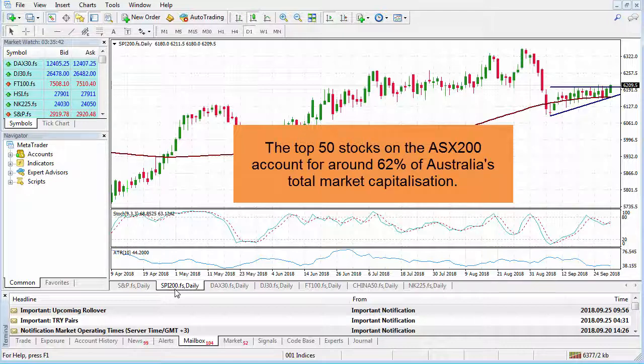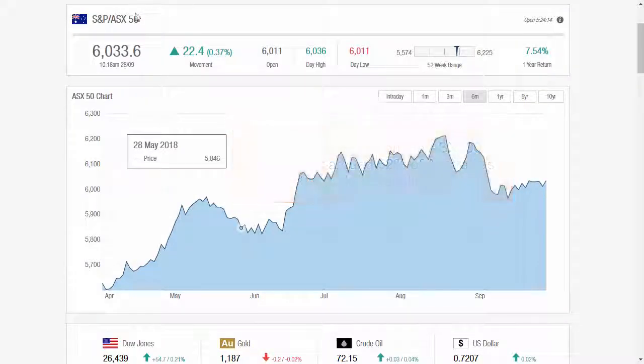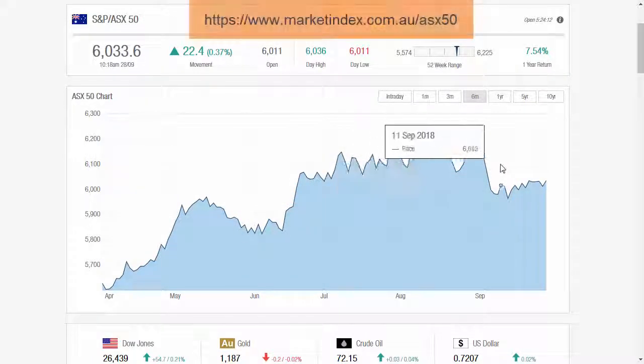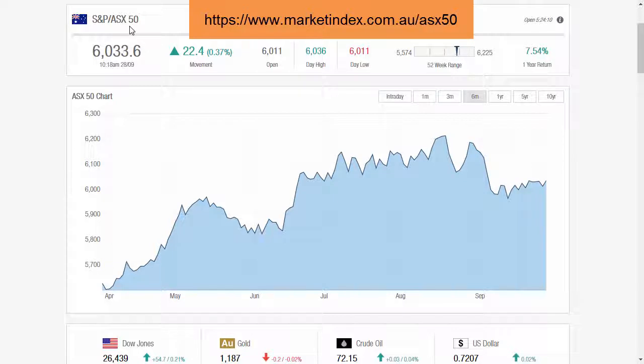So there are a couple of ways we can do this. One way is we can go to websites such as marketindex.com.au, and they will break down the top 50 stocks here, as you can see, and they'll chart it for you. And obviously you can change it from 1 year to 6 months and 5 years and so on, but it enables us to see how the top 50 stocks are going.